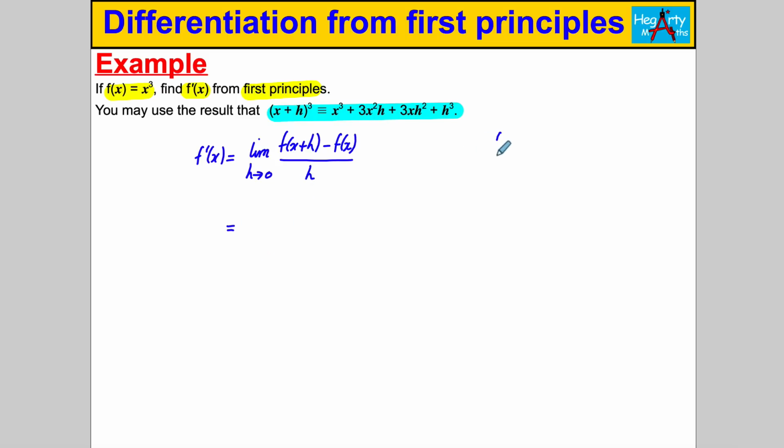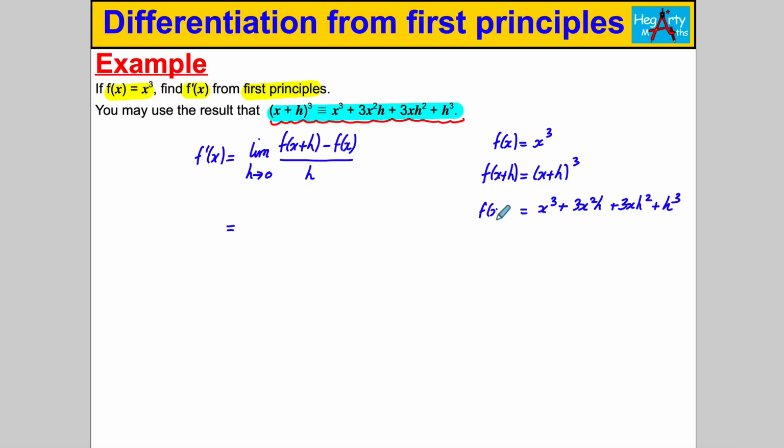So let's state what f of x is. We're given it in the question. It's x cubed. What's f of x add h? Well, just put in x add h there. It's going to be x add h cubed. Now remember I said earlier, we don't want the bracketed version when we're doing this manipulation. We want the expanded version, and that's where the little fact given to us in the question is handy. We're told the expanded version of x add h all cubed is simply x cubed add 3x squared h, add 3x h squared, add h cubed, which is dead handy because we're going to be able to substitute that in.